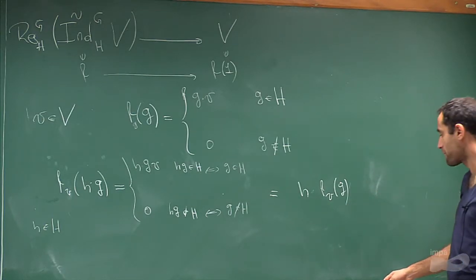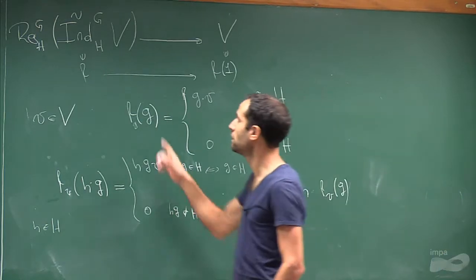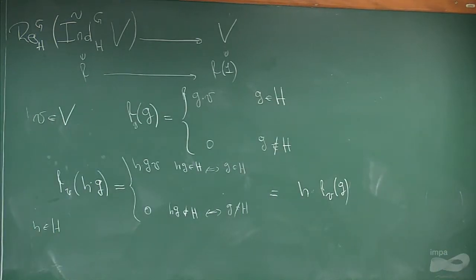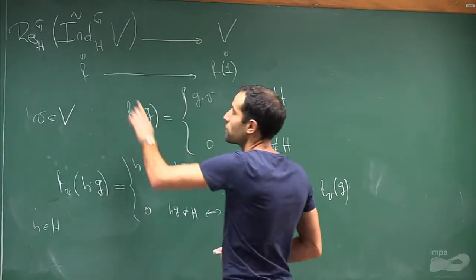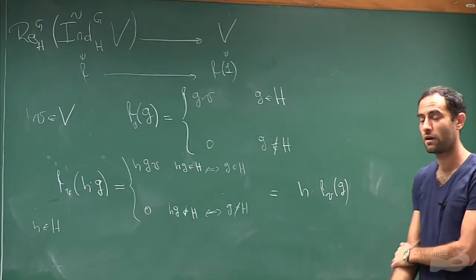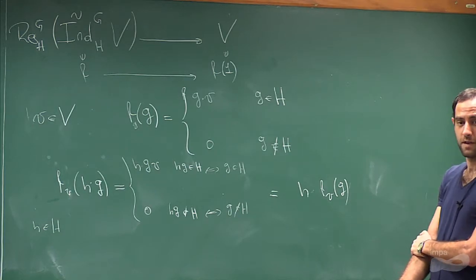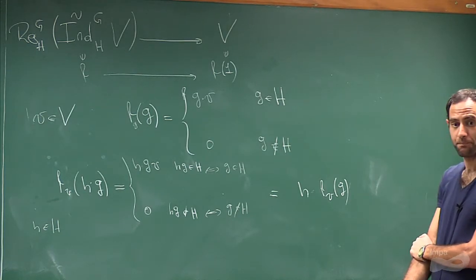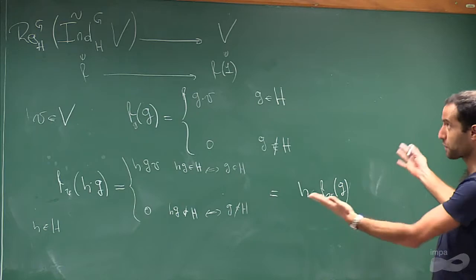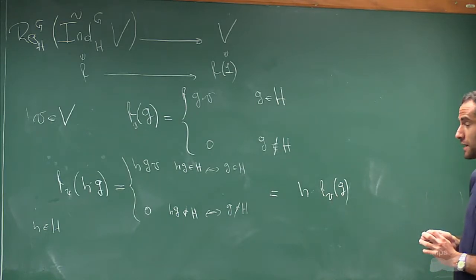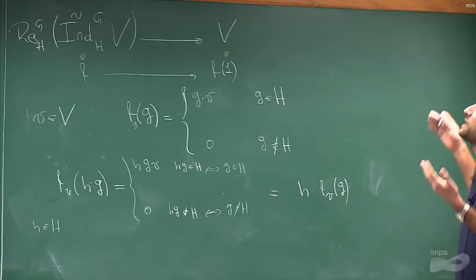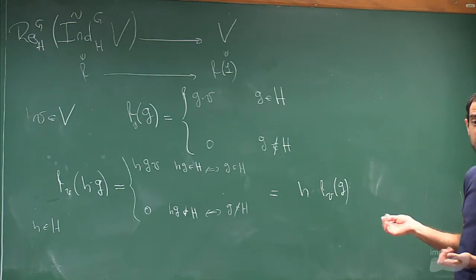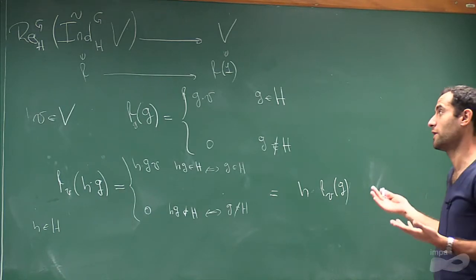So now I have a map from V into the restriction of the induction of V. Okay? Which is a well-defined map. It's a linear map. It's clearly a linear map. And now the question is, is this a map of H modules? Well, so let's check this.